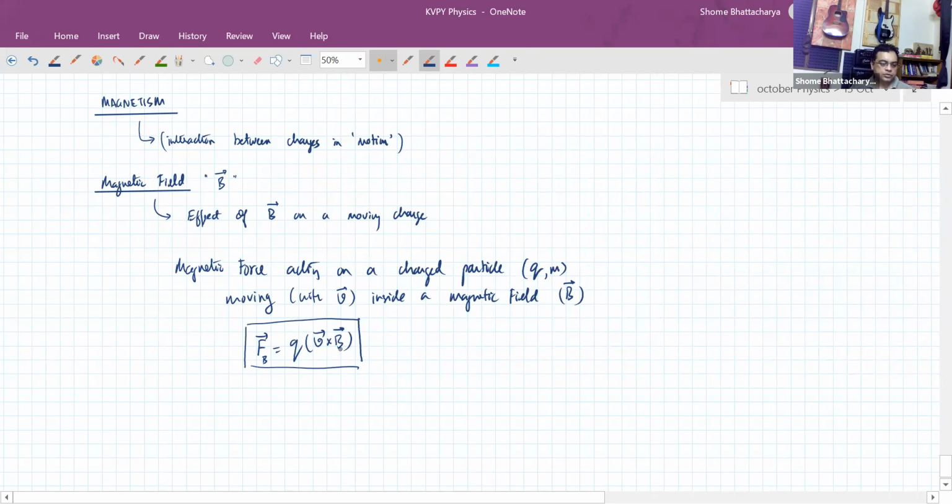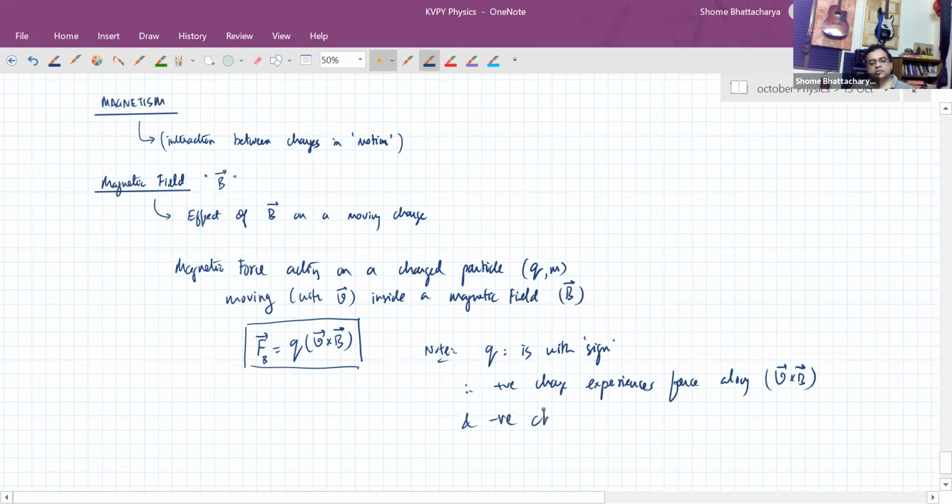So here it's a cross product, so it's a vector quantity. In this, first of all, we'll understand that Q is with sign. Therefore, a positive charge experiences force along v × B, and a negative charge experiences force in the opposite direction, along minus of v × B, because Q is a scalar quantity which will have plus or minus sign. So accordingly, the vector F will have plus or minus of a scalar into v × B. That's one thing to understand.